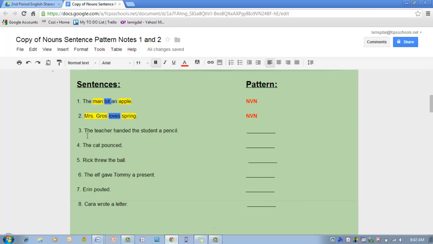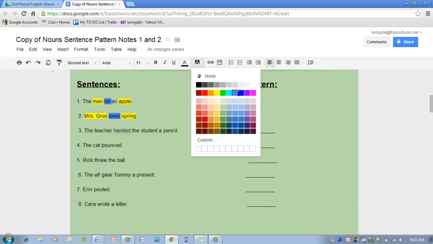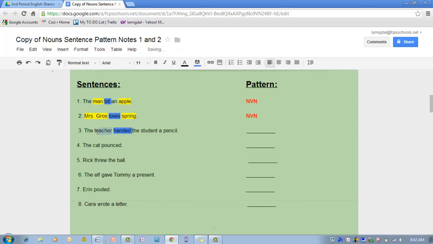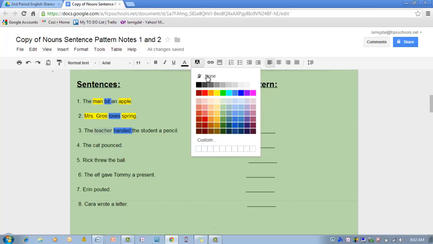Okay, I'm going to go right through the answers. The teacher handed the student a pencil. Handed is your verb. Teacher is a noun.